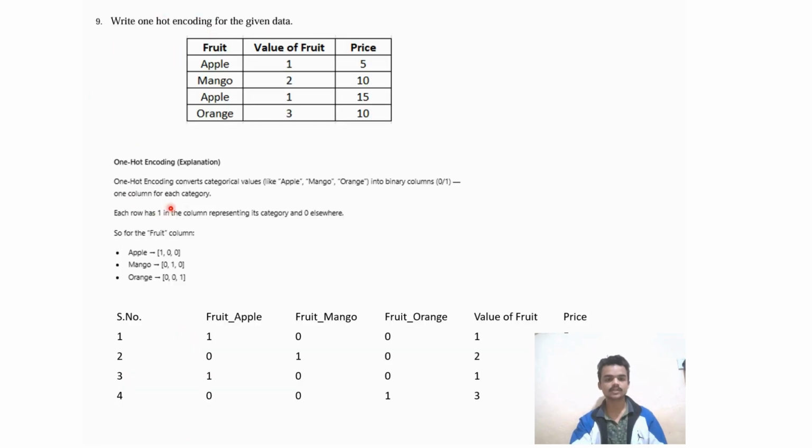Here, one-hot encoding question for this data set. One-hot encoding converts categorical values like apple, mango, orange into binary 0, 1 columns. Each row has a 1 in the column representing its category and 0 elsewhere. So, for the fruit column: apple is 1 0 0, mango is 0 1 0, orange is 0 0 1. So we get fruit_apple, fruit_mango, fruit_orange, along with the fruit and price values. Here we will make other columns for each.